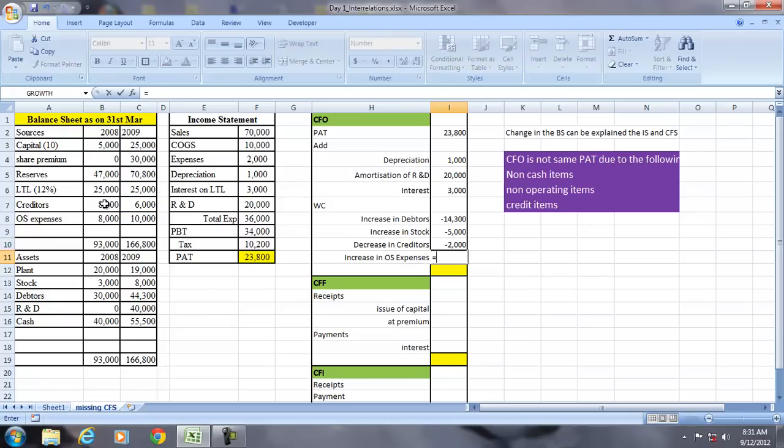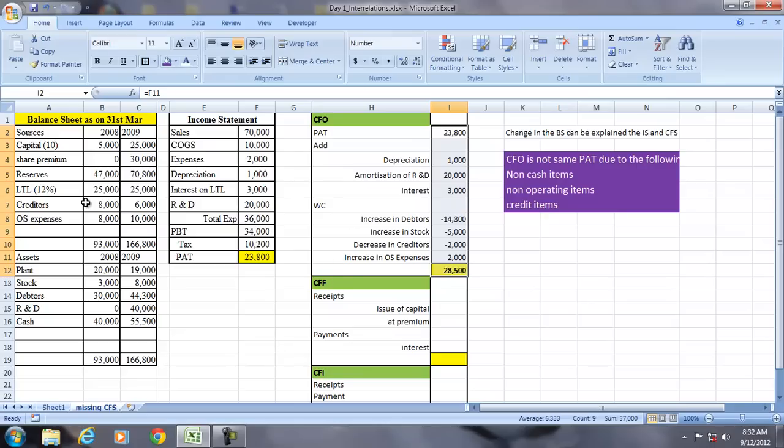Increase in the outstanding expenses means we have not paid money to this extent in this period, so the outstanding expenses increase will be added. You can see the outstanding expenses there is 2,000, and that means the entire expense has not been paid during the period. So cash from operation is an adjusted profit, adjusted for the non-cash, non-operating, and the changes in the working capital. So CFO is 28,500.